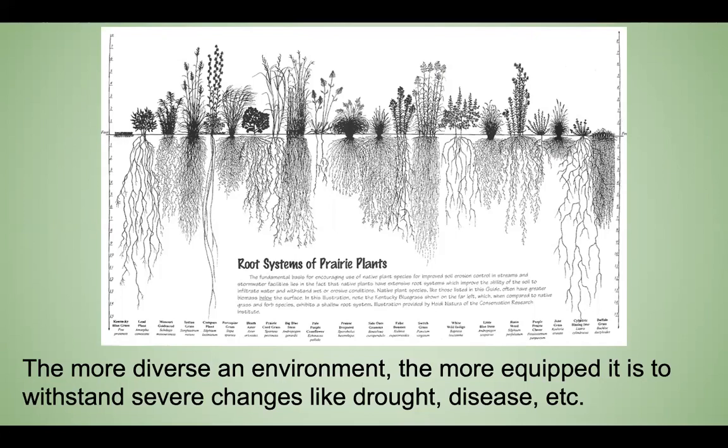So as we are going out there and looking at our plants and managing for plant cover and vegetative productivity above ground, we need to think about the soil health below ground and what those plants are telling us, right? What are the plants telling us about the soil? The more diverse your plant community is, the more diverse your soil community is, and the more ability it'll have to withstand severe changes such as drought or disease or pressure.